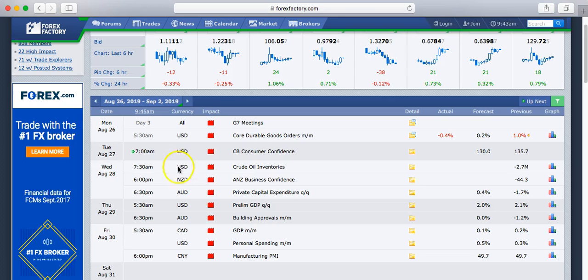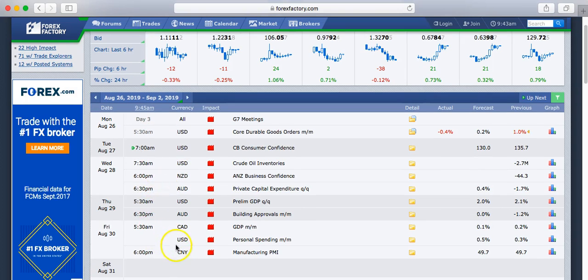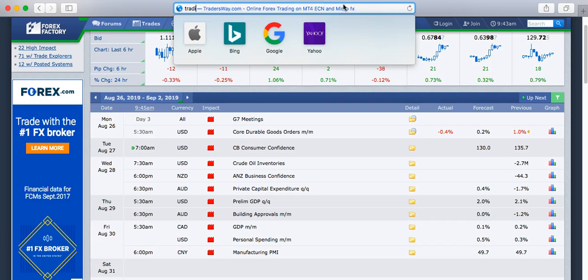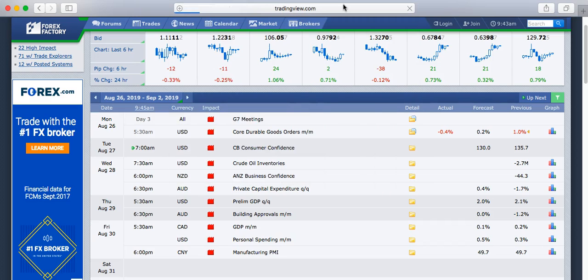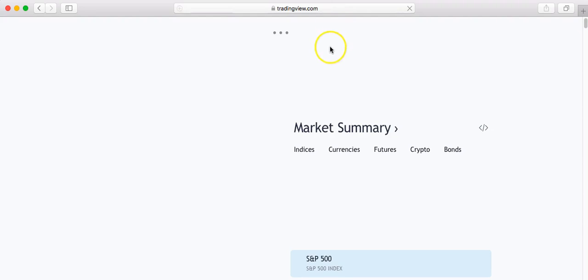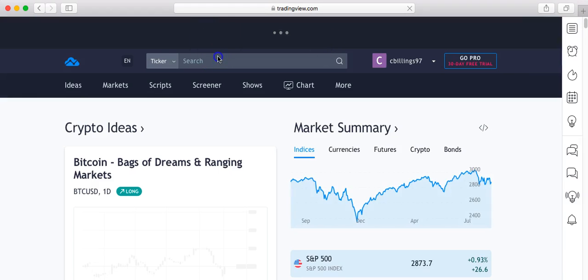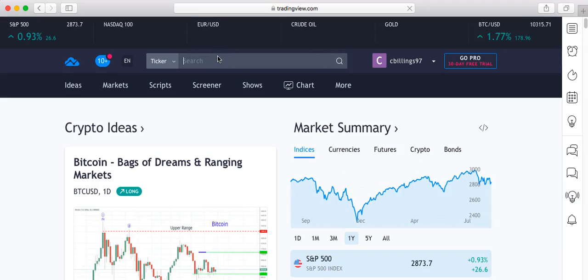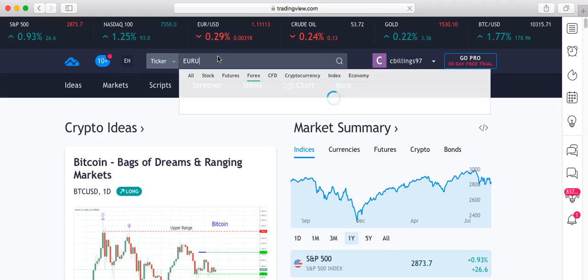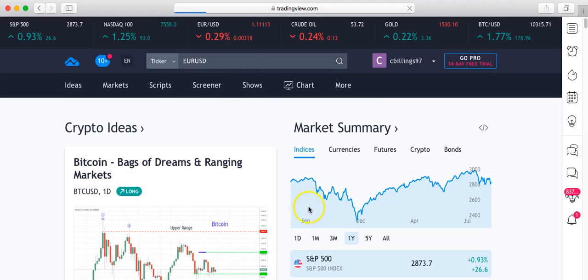So this is the news that we have for this whole week. You guys can see we have a lot of USD news, some NZD, some AUD, CAD. Overall, we have a lot of USD news coming out. So what you could do is just go to the dollar index. And we're going to do that together. We're done with forexfactory.com, so we go to TradingView. Then we can go to any specific currency with Euro or USD in it. So let's just go to Euro USD, one of my favorite currency pairs.